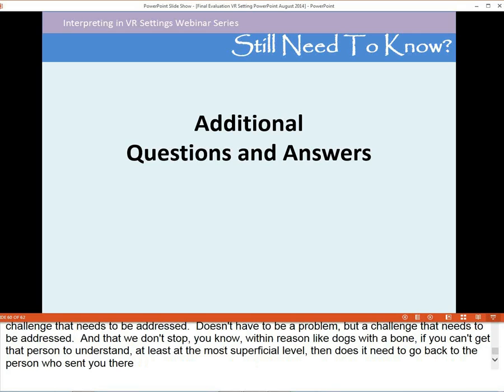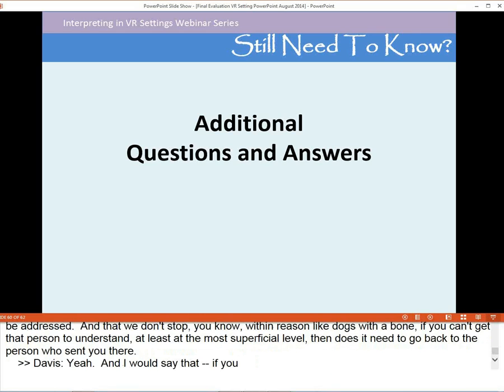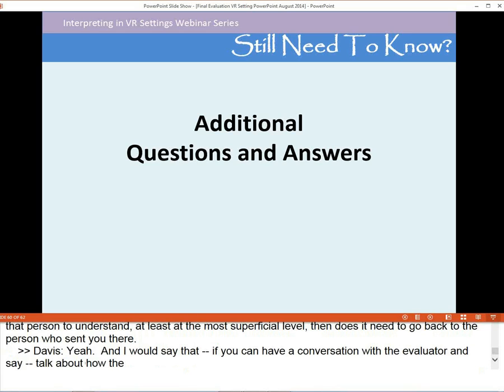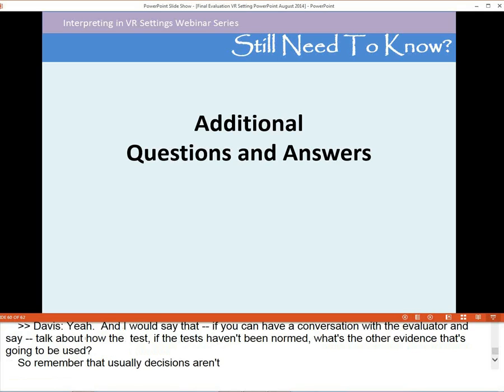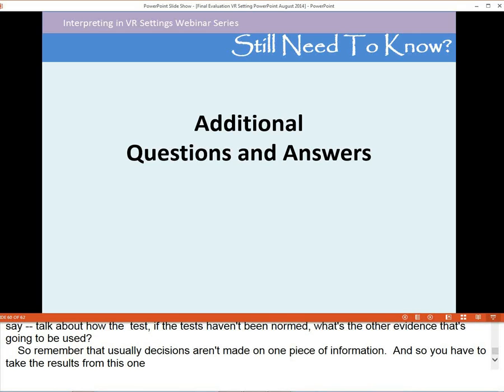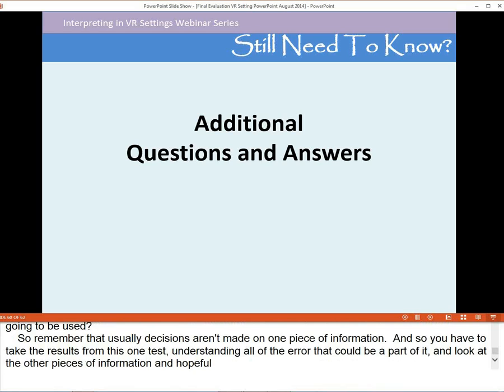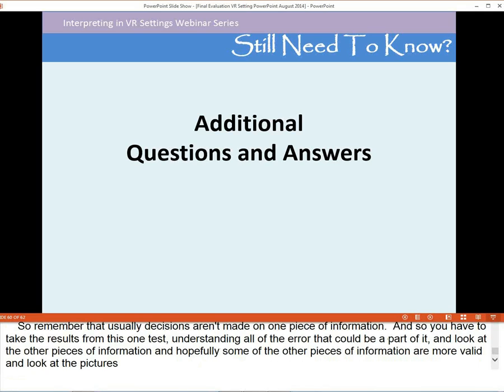Yeah, and I would say that if you can have a conversation with the evaluator and talk about how, if the tests haven't been normed, what's the other evidence that's going to be used? Remember that usually decisions aren't made on one piece of information. So you have to take the results from this one test, understanding all of the error that could be a part of it, and look at the other pieces of information, and hopefully some of them are more valid, and look at the picture as a whole, not just that one individual thing.